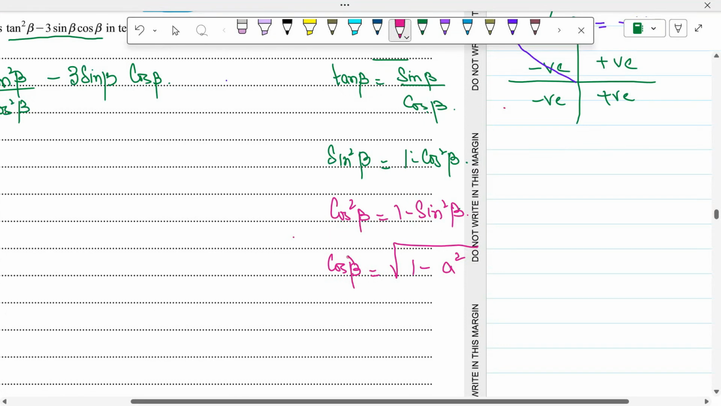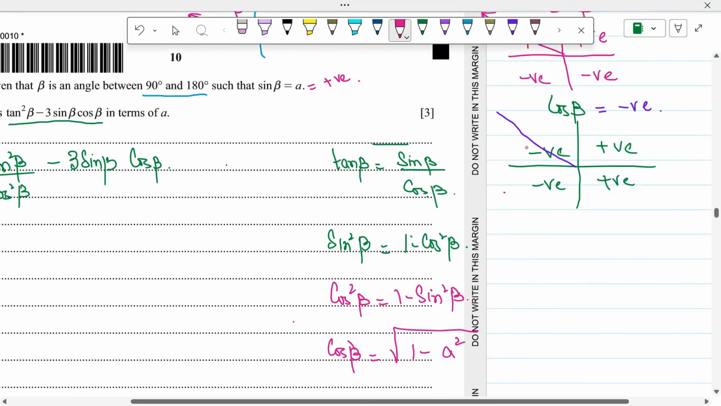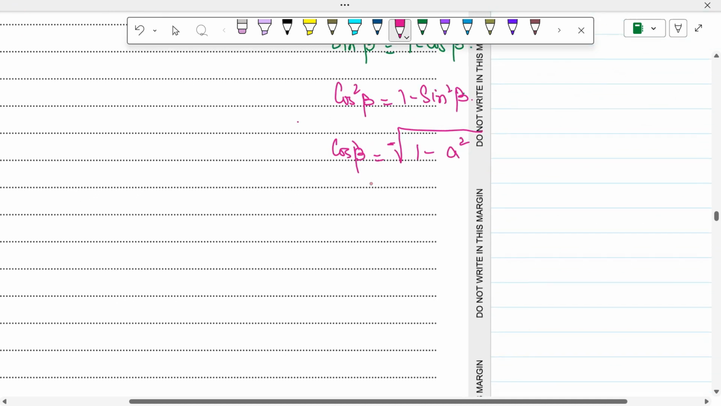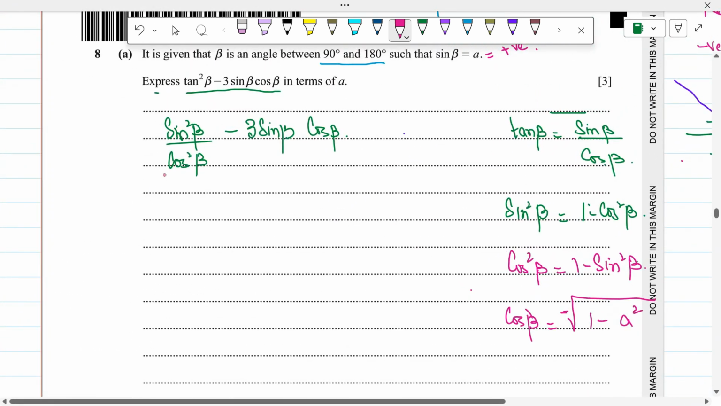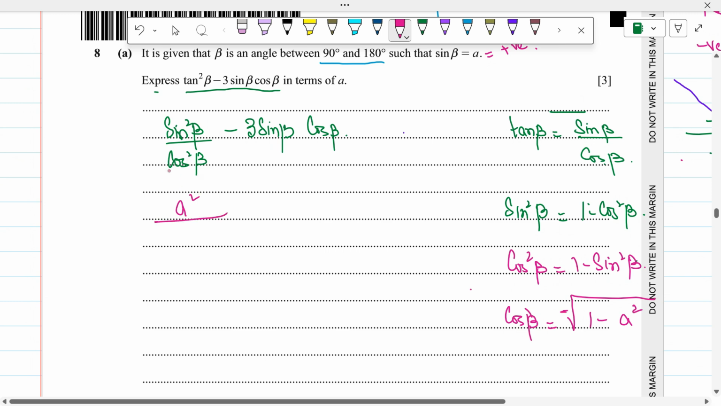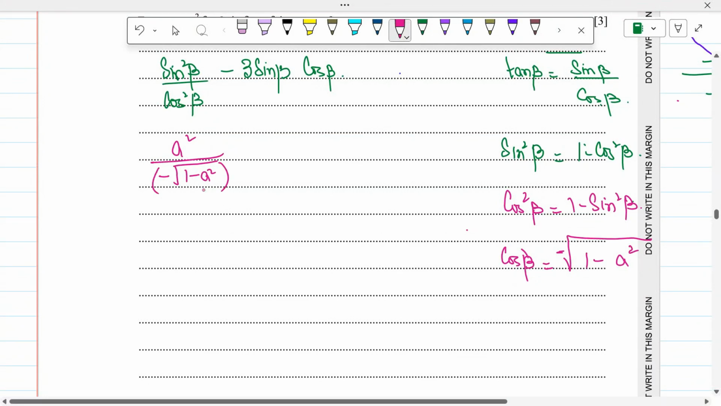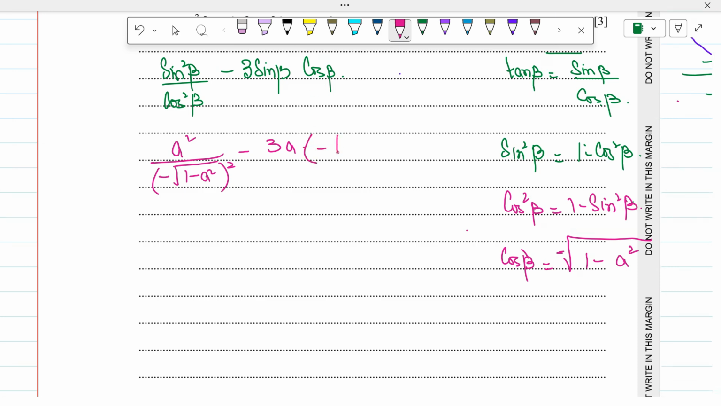The problem is that cos of beta should be negative because beta lies in the second quadrant, so we write it with a negative sign. Okay, so sine square of beta is equal to a square over cos square of beta, which can be written as negative under root 1 minus a square, whole square, minus 3 sine of beta, meaning a, and cos of beta is negative under root 1 minus a square.